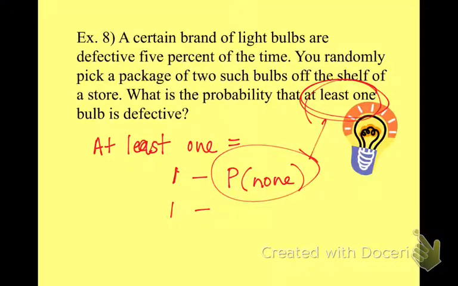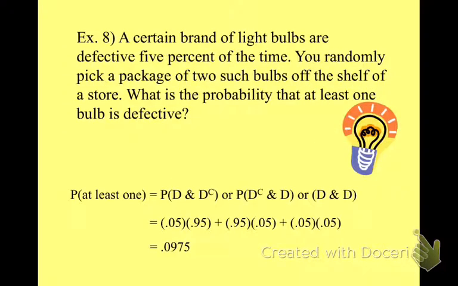So to find the probability that none of the light bulbs are defective would be 0.95 times 0.95. That would mean the first light bulb is not defective, and the second light bulb is not defective. And you end up getting 0.0975.